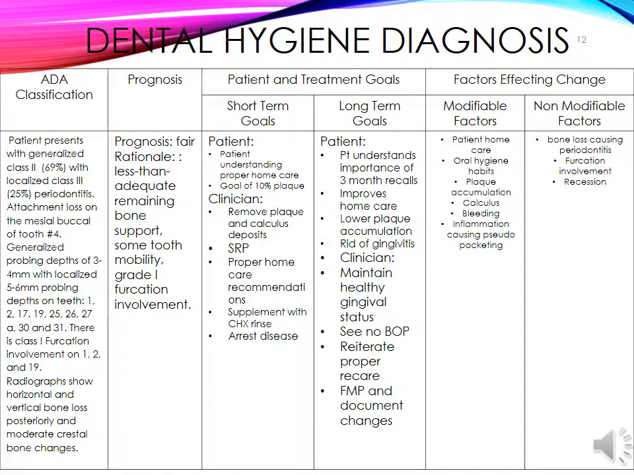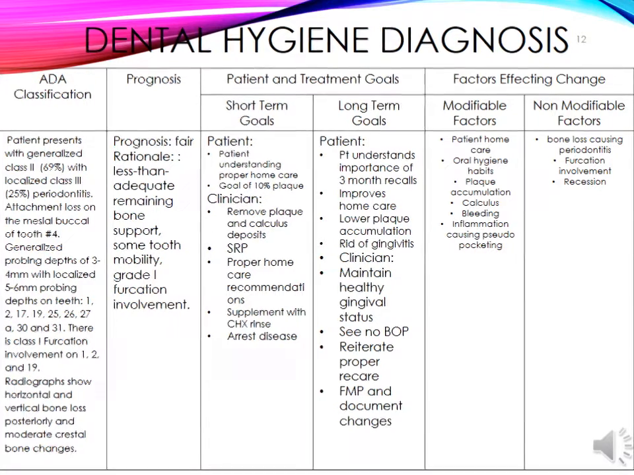Modifiable factors are patient home care, oral hygiene habits, plaque accumulation, calculus, bleeding, and inflammation causing pseudopocketing. Non-modifiable factors are bone loss causing periodontitis, furcation involvement, and recession.